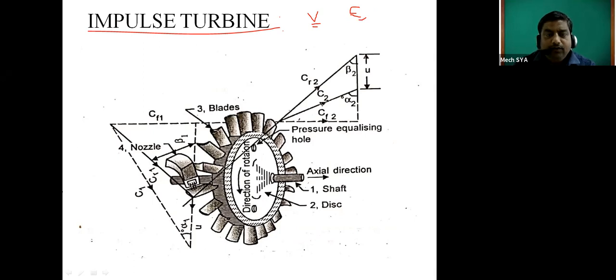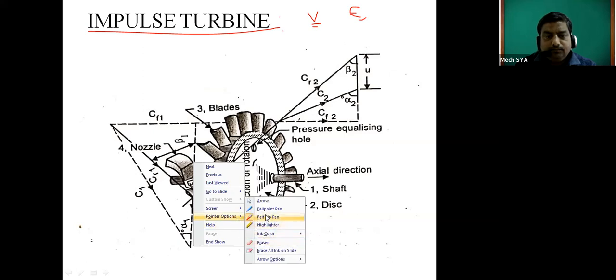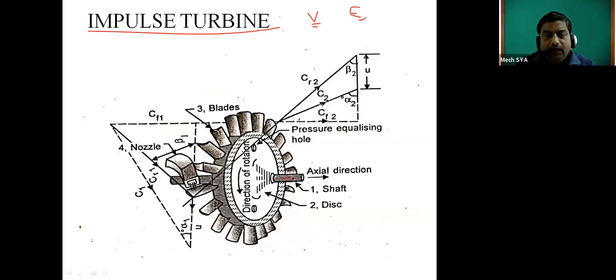Now we have to understand very clearly, concentrate. So this is going to be the axial direction, along the axis, and let us consider this is a blade, rotor. This is the moving blades. Let us consider this as a moving blade. Now this is the direction of rotation, in this direction the rotor will rotate when the steam comes.